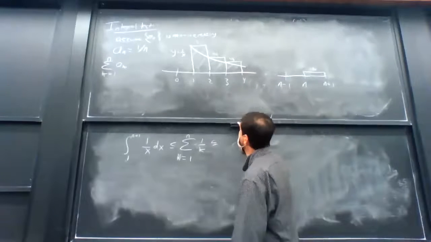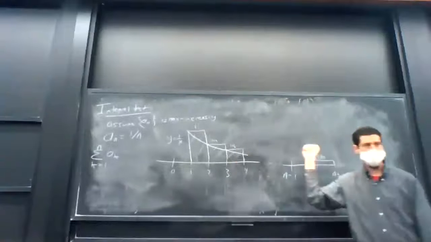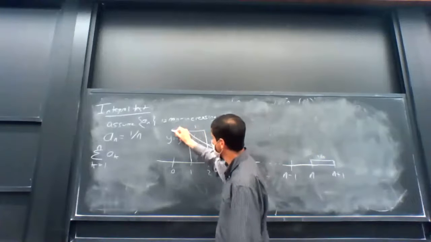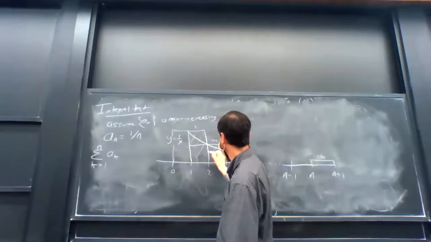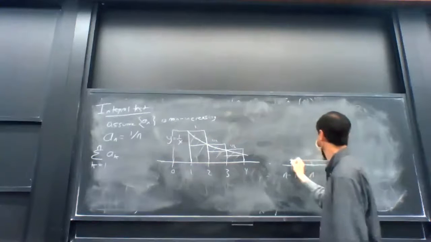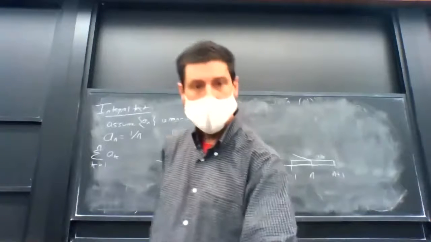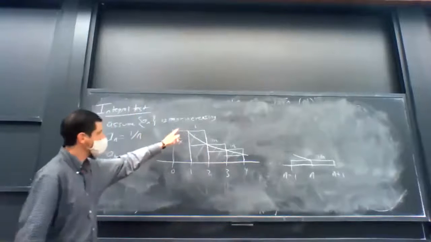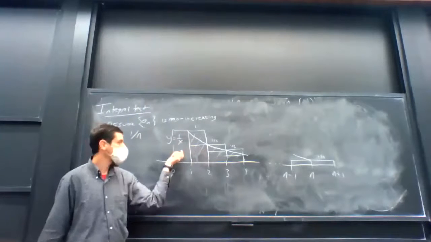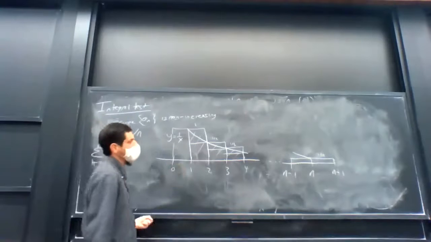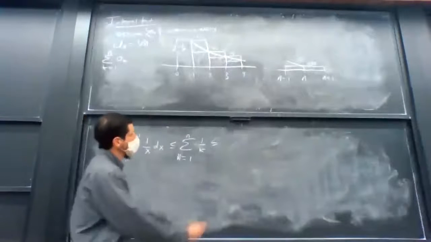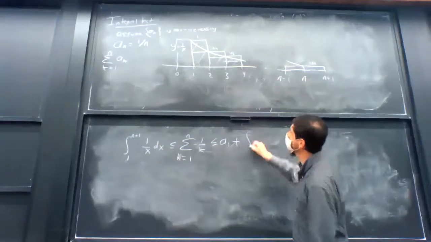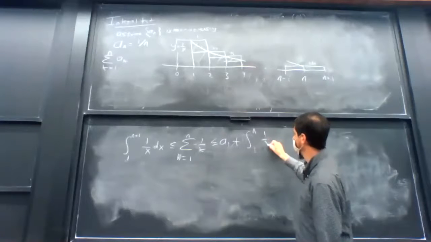Now, instead of moving everything to the right, I could, of course, move everything to the left. And if I move everything to the left, I would have my boxes going like this. And so if I do my boxes like that, now all of a sudden, my function is now larger than the box, except I missed the first box. So now I would get that this is thus less than or equal to a_1, the first box, plus the integral from 1 to n of 1 over x dx.